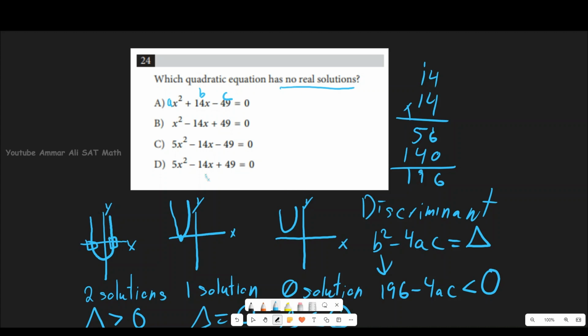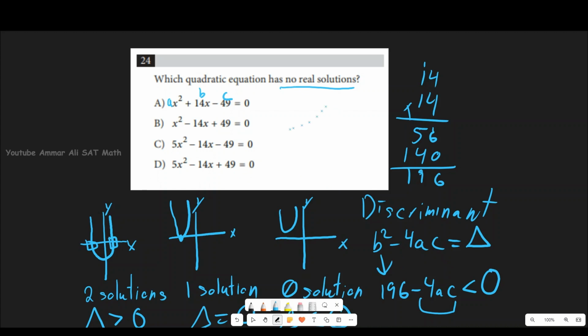Well, I think probably it's going to be D. And let me tell you why. We have a -4, so we need to have two positive a's and c's. If we have an a that's positive and a c that's positive, we will make this entire thing negative, and we want this to be less than 0. So we want a big negative number, preferably bigger than 200. I think it's D because 5 times 49 is probably a big number, and subtracting that from 196 is going to give us less than 0.